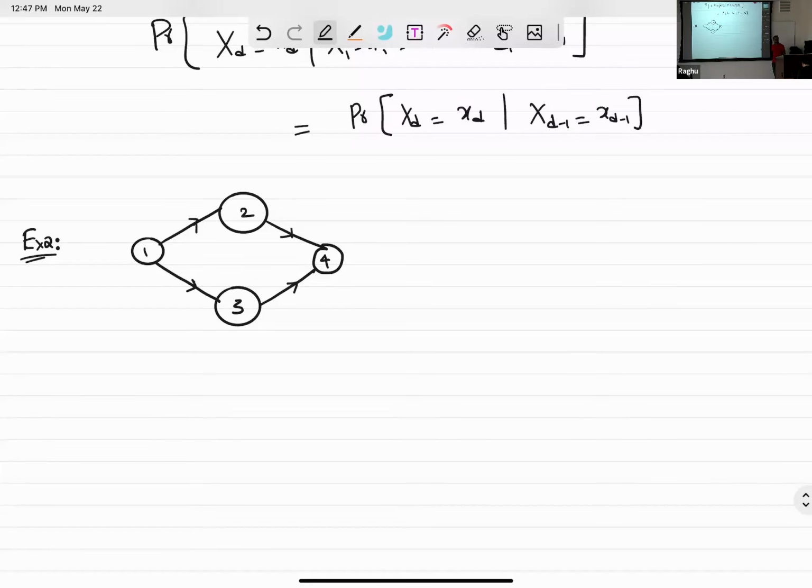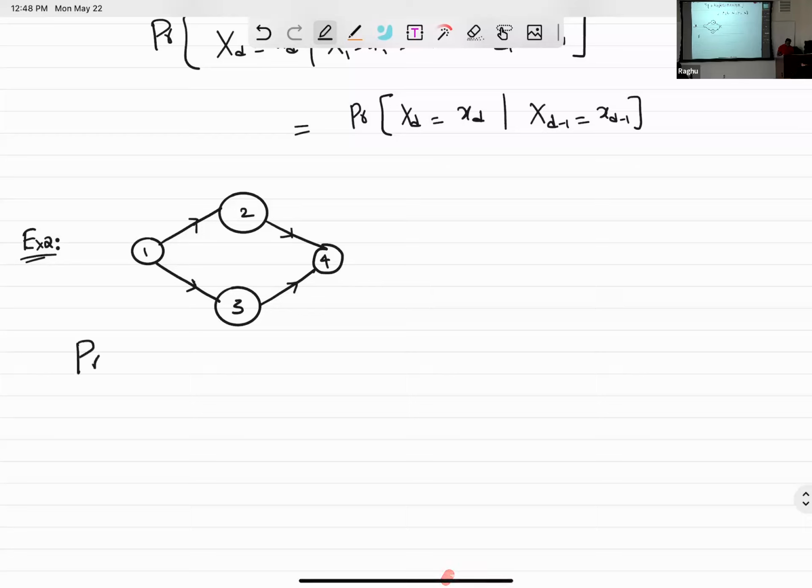Suppose I have something like this. How could you potentially break up the distribution again? Take your guess and we'll see if it's correct or not. I want to say that the conditional independence structure is somehow like this. So 3 depends on 1, and 2 depends on 1, but 4 depends on 2 and 3, and if I condition on 2 and 3, it should be independent of 1. You can think of it as some kind of timeline.